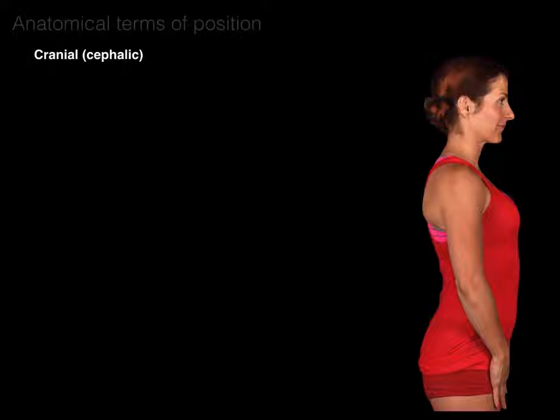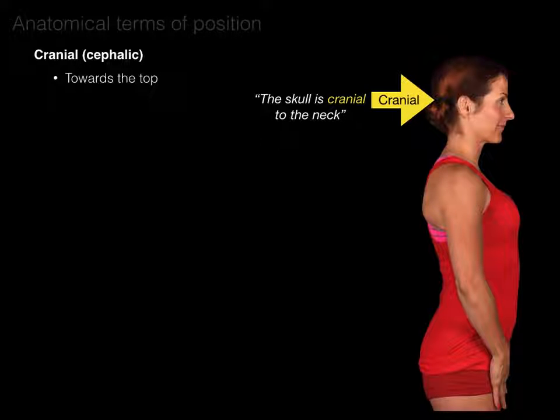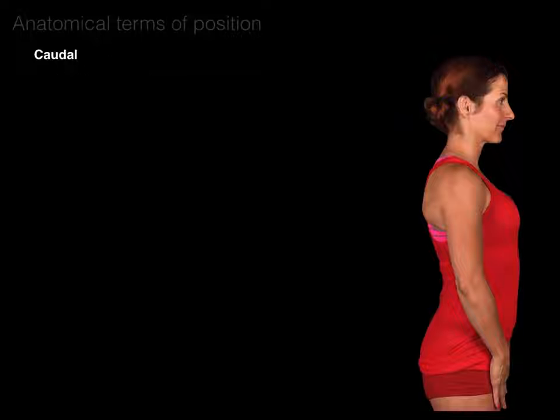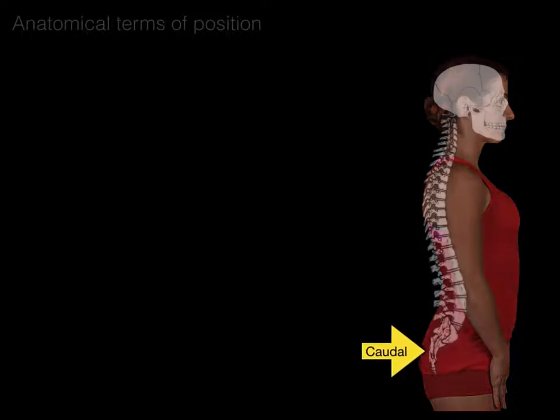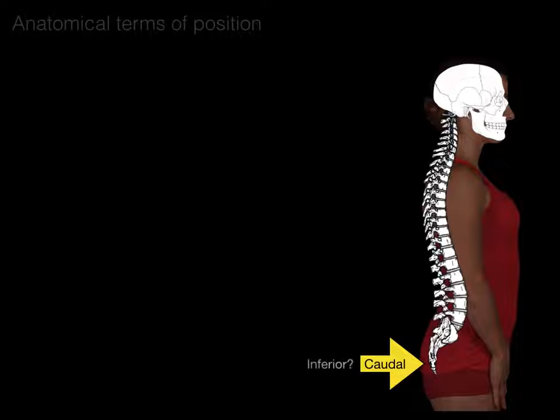Next, cranial or cephalic means towards the top. So there's cranial. For example, the skull is cranial to the neck. Then there's caudal, which means towards the bottom, as in caudal, the neck is caudal to the skull. Some of you may be saying, but wait a second, didn't we just cover this? Isn't caudal the same thing as inferior? And isn't cranial the same thing as superior?